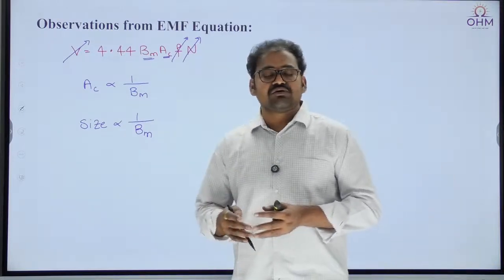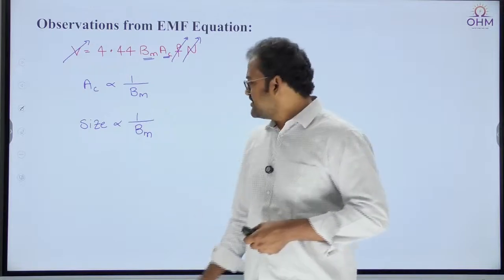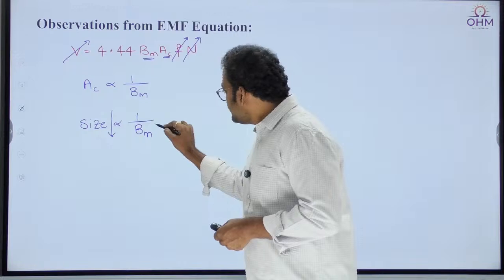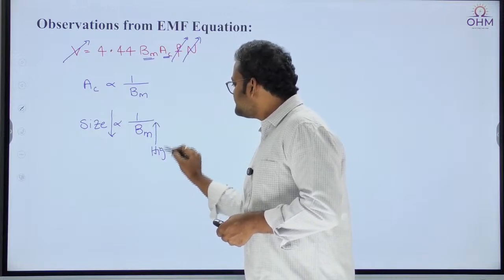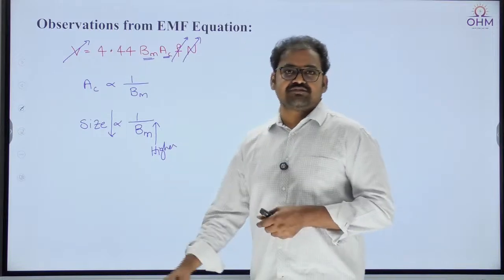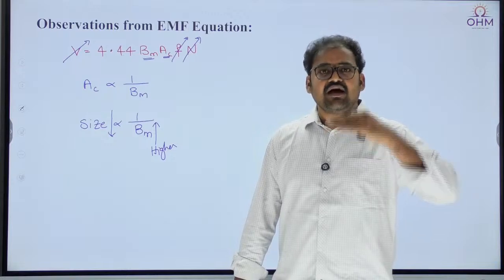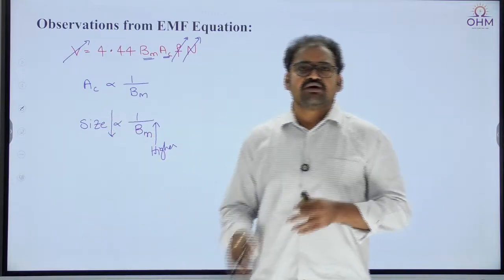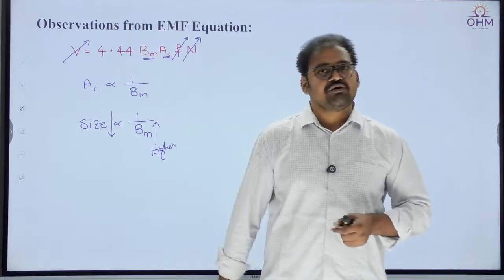And our aim is always to design the transformer to have a lower size. In order to reduce the size of the transformer, we have to operate the transformer at higher flux density. Therefore, try to operate the transformer at higher flux density, thereby the size of the transformer will reduce. So the moment I said size reduces, indirectly the cost will also reduce.